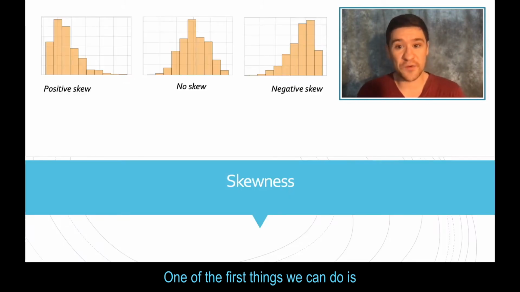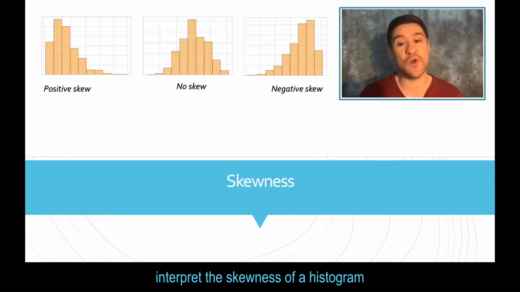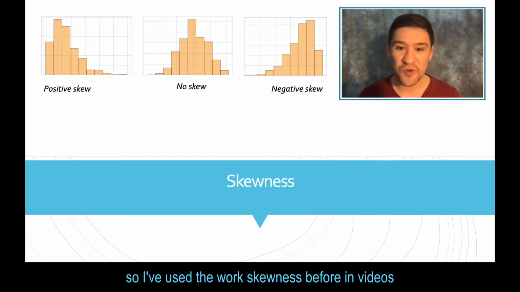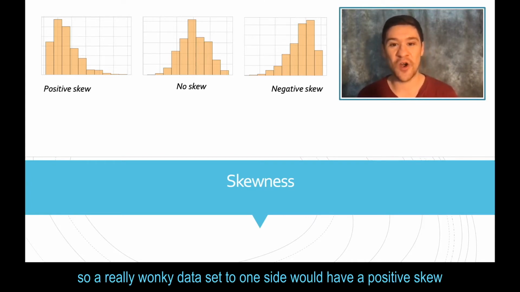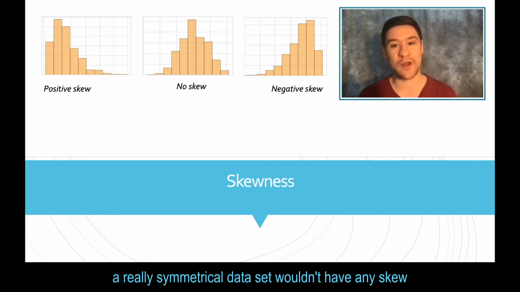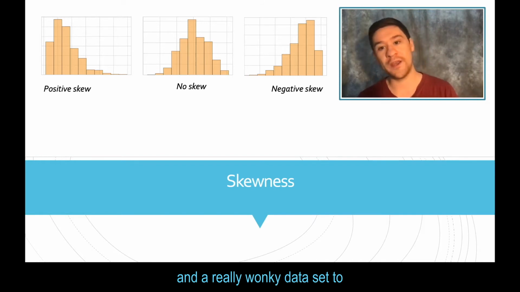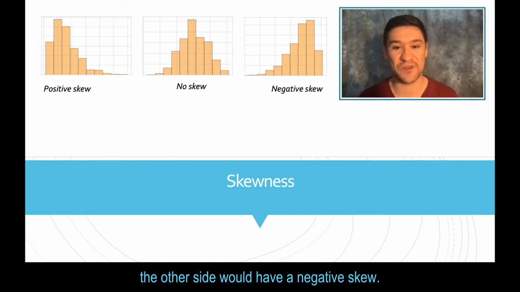One of the first things we can do is interpret the skewness of a histogram. So I've used the word skewness before in videos, but formally, what is skewness? It's how wonky the dataset is. So a really wonky dataset to one side would have a positive skew. A really symmetrical dataset wouldn't have any skew. And a really wonky dataset to the other side would have a negative skew.